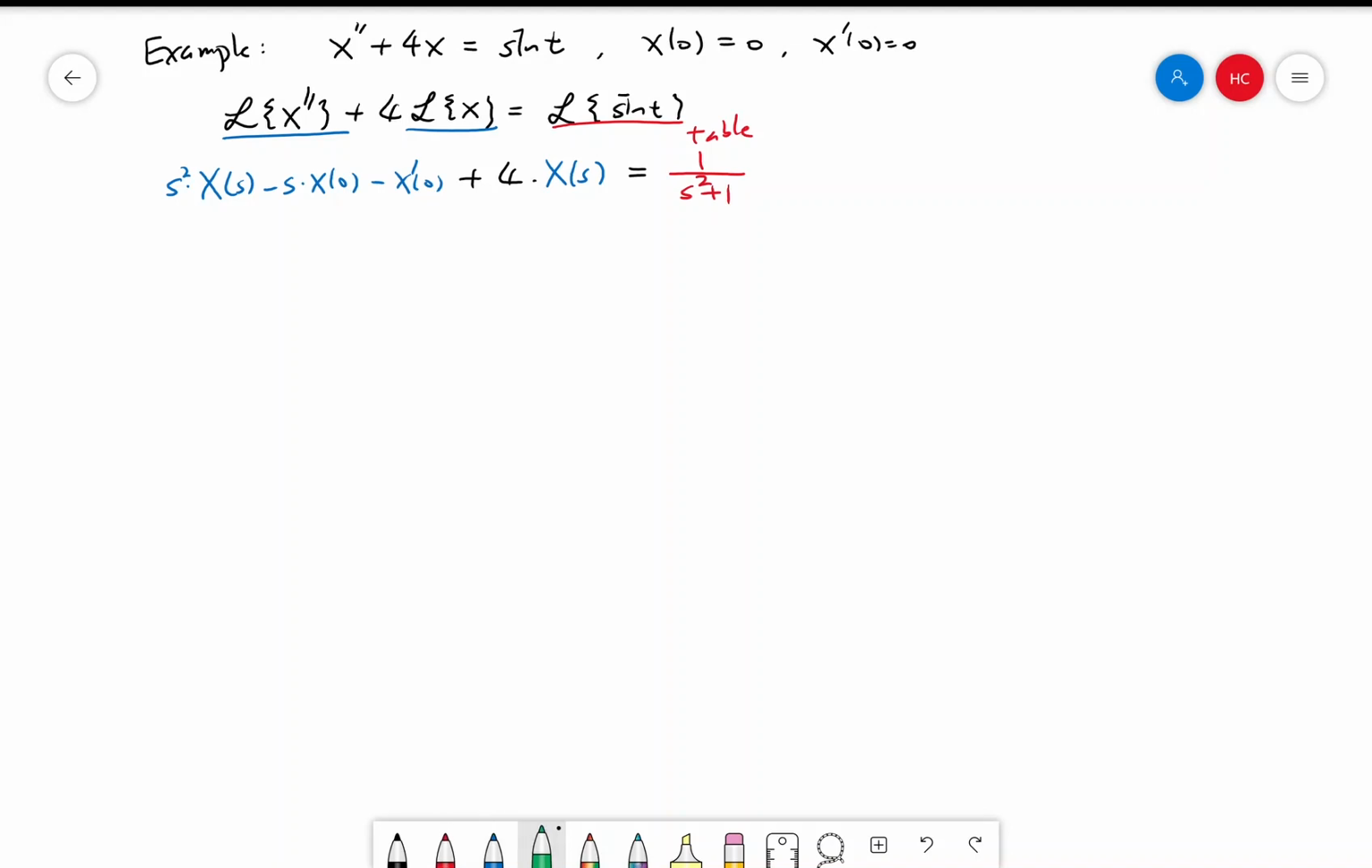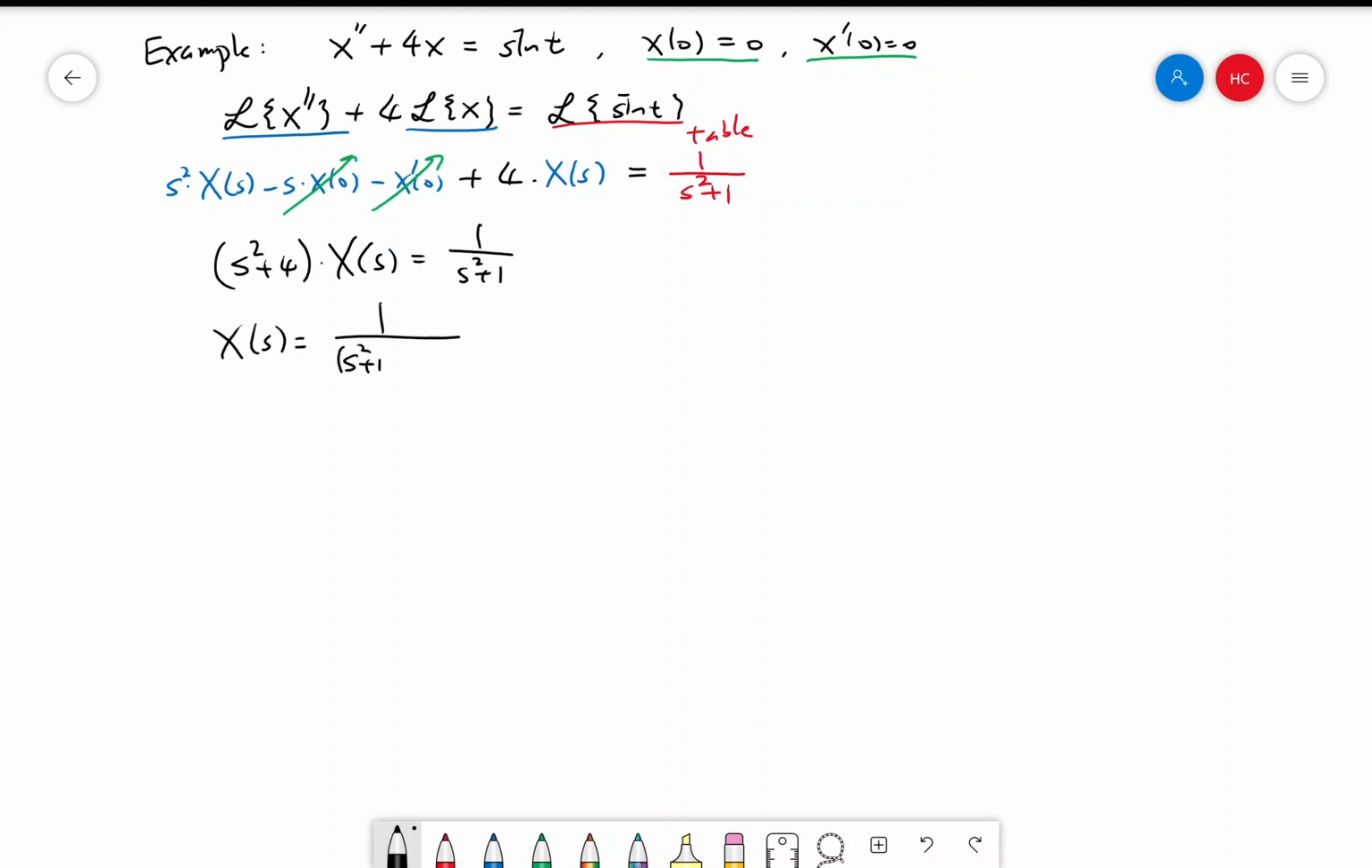Okay, so it's a good thing that the initial conditions are all 0, so neither of these terms are here, which makes things better. So we get s squared plus 4 times X of s equals 1 over s squared plus 1. So X of s equals 1 over s squared plus 1 times s squared plus 4.